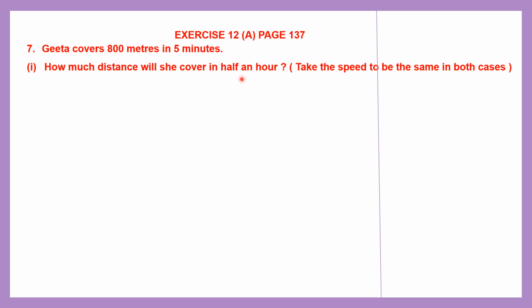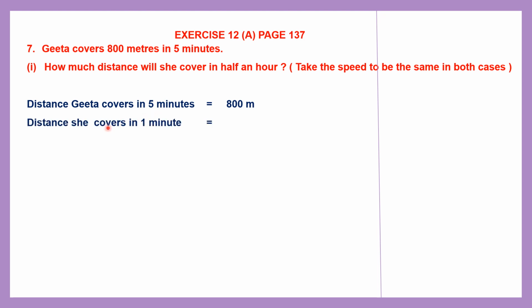Okay, so we're going to start by saying distance Gita covers in 5 minutes, 800 meters. So if it is unitary method, remember we have to find the distance she covers in 1 minute. So let's do that. Distance she covers in 1 minute. In 5 minutes, she has covered 800 meters. So in 1 minute, it's going to be less than that. That means it is division. So let's divide 800 by 5.